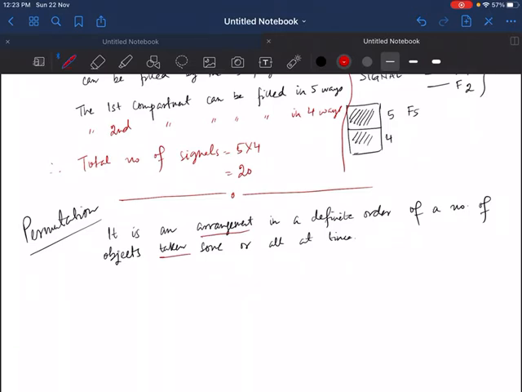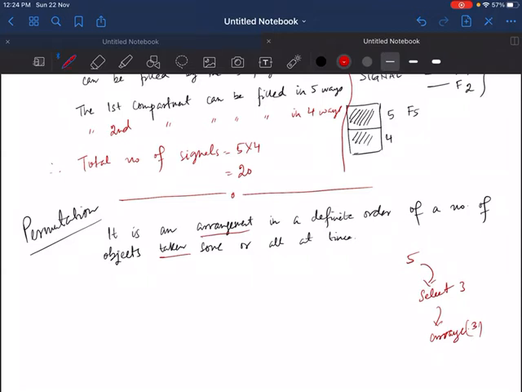We have to take some objects from the given objects, then we have to arrange those objects. Suppose I have been given 5 objects. Out of these 5 objects, my first task will be to select some objects. Let us say I have selected 3 objects, and then my next task will be to arrange those 3 objects. That is what permutation is all about.